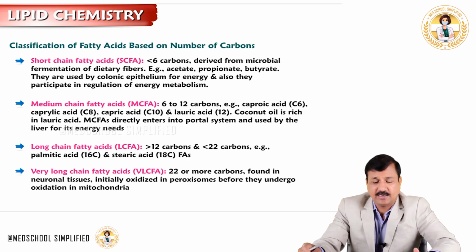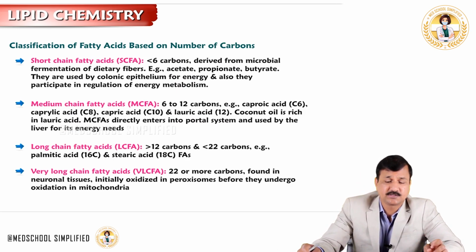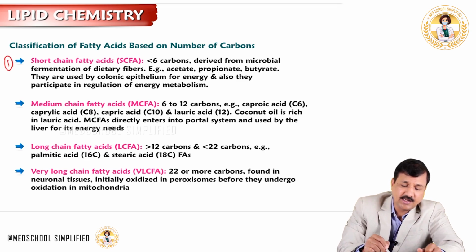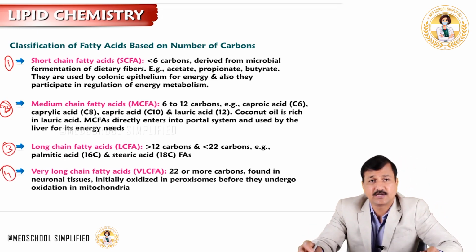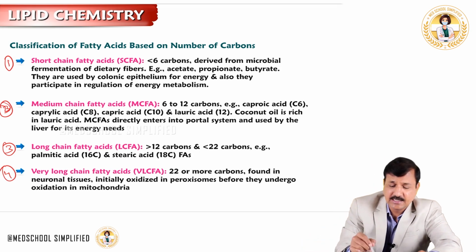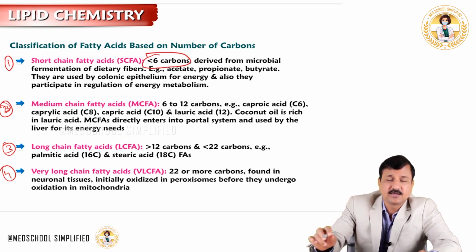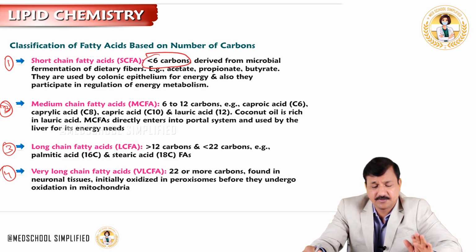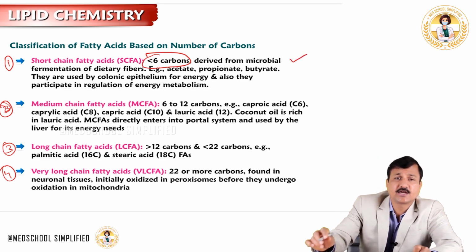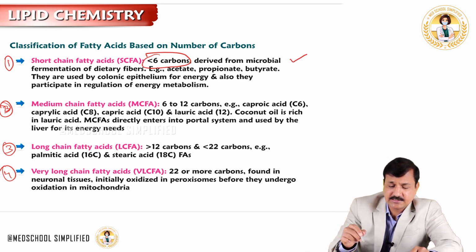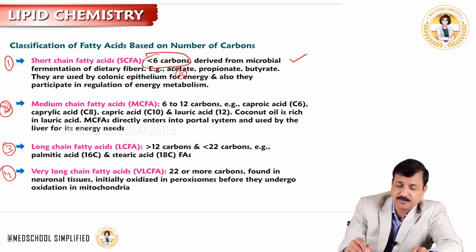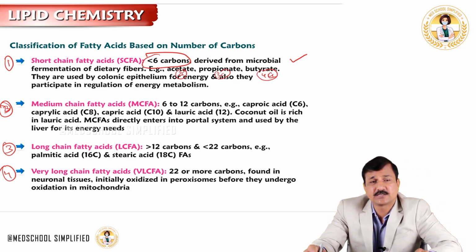Now let's classify fatty acids based on the number of carbon atoms. Based on that, we have short chain fatty acids, medium chain fatty acids, long chain fatty acids, and very long chain fatty acids. Short chain fatty acids contain fewer than 6 carbons. Generally, short chain fatty acids are derived from microbial fermentation of carbohydrates in the intestine. Examples are acetate, which is a 2 carbon fatty acid, propionate, 3 carbon, and butyrate, 4 carbon. So 2 to 4 carbons: acetate, propionate, butyrate.